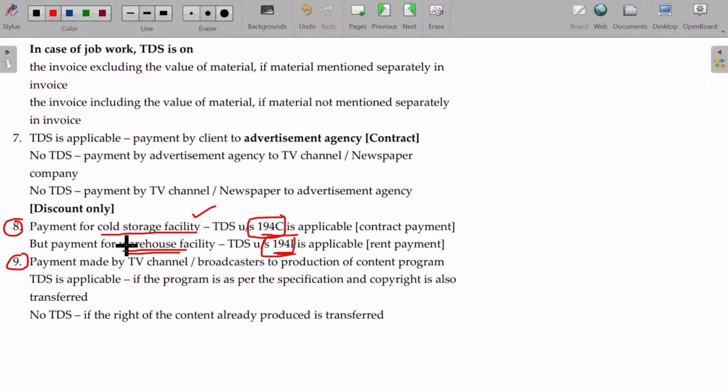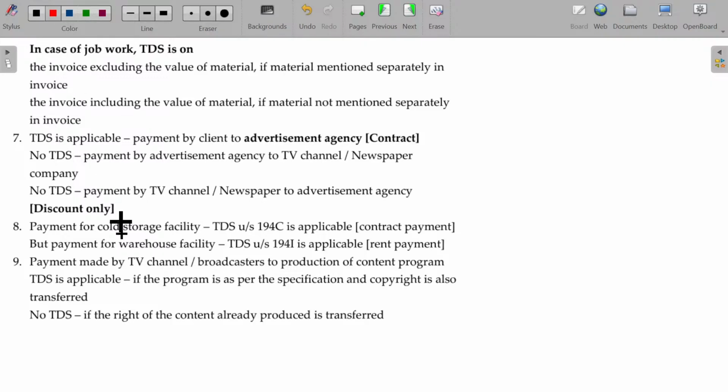Because in the case of a cold storage facility, it's not only renting the space, other things also have to be maintained, the controlled temperature and freezer, and monitoring the other things also. So apart from the regular letting out of space, they do some other services. So it will not fall under 194I, it will fall under 194C.